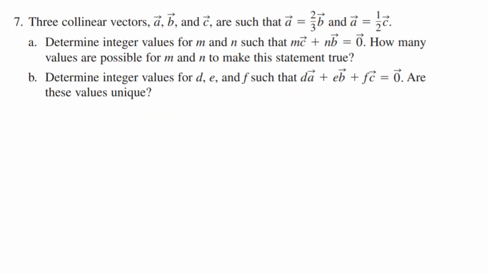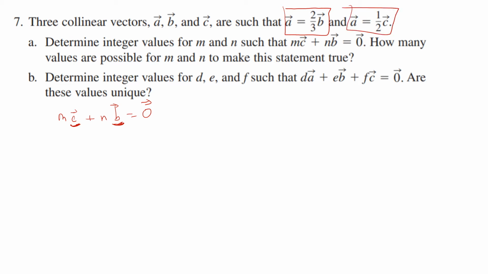Three collinear vectors a, b, and c are such that a equals 2/3b and a equals 1/2c. Determine integer values for m and n such that mc plus nb equals the 0 vector. How many values are possible for m and n to make this statement true? Now, the equation given to us is mc plus nb. What I don't have is the c value as well as the b value. However, what they gave us is, in terms of a, I have the b, and in terms of a, I have the c.